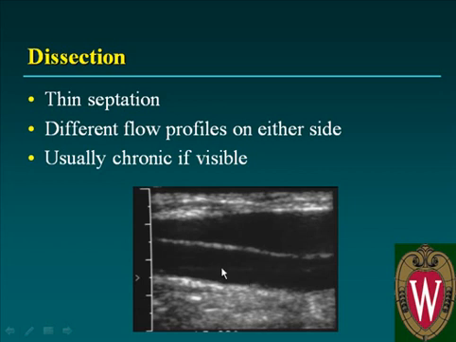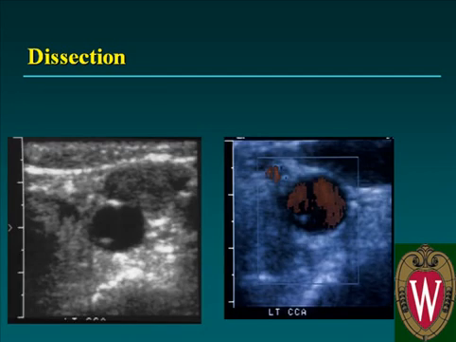In general, acute dissections can be very difficult to see because it is simply a very thin layer of intima that's raised in the lumen. In general, these become more visible as fibrin deposits on the dissection, and the dissection becomes chronic. Here is an example of another dissection, quite difficult to see on grayscale, but on color Doppler, the presence of that septation becomes more visible, and if you were to sample on either side, you would get different flow profiles.